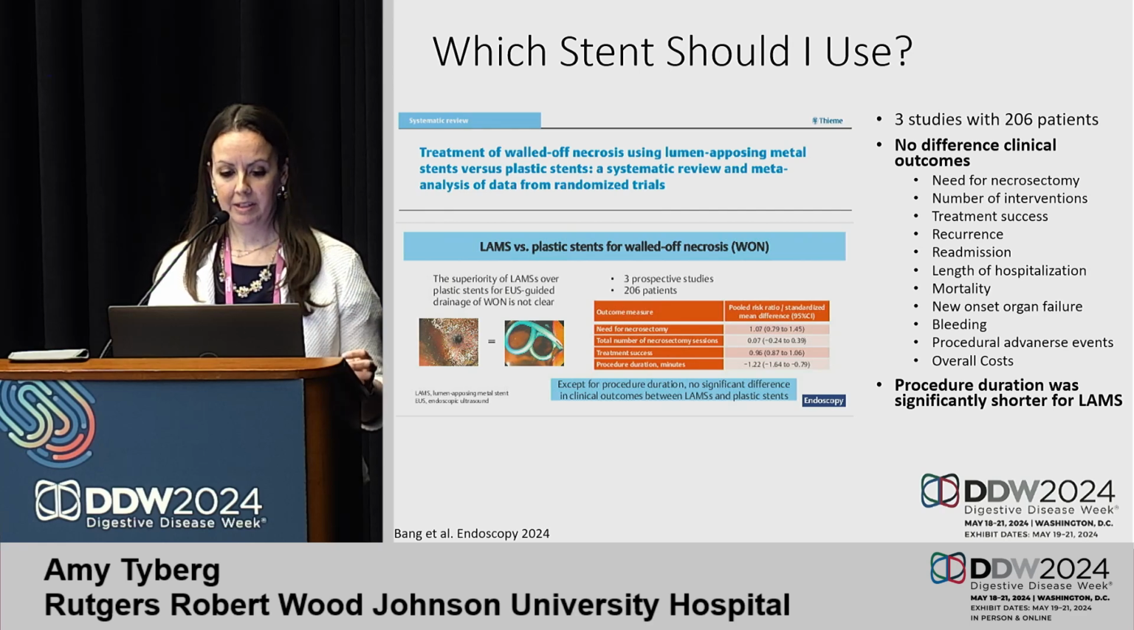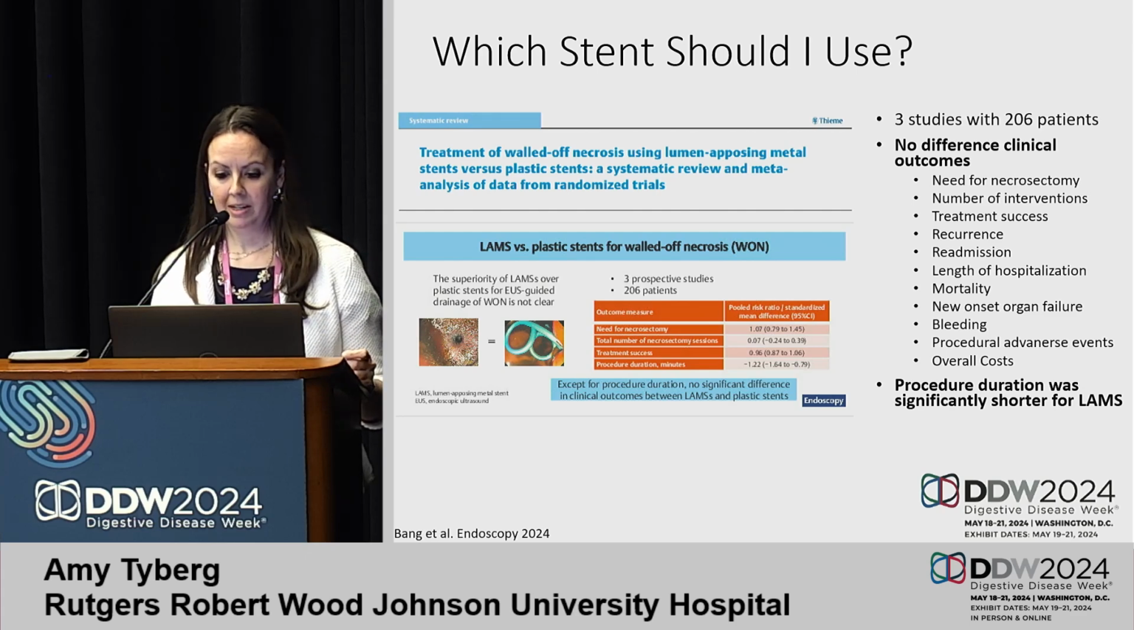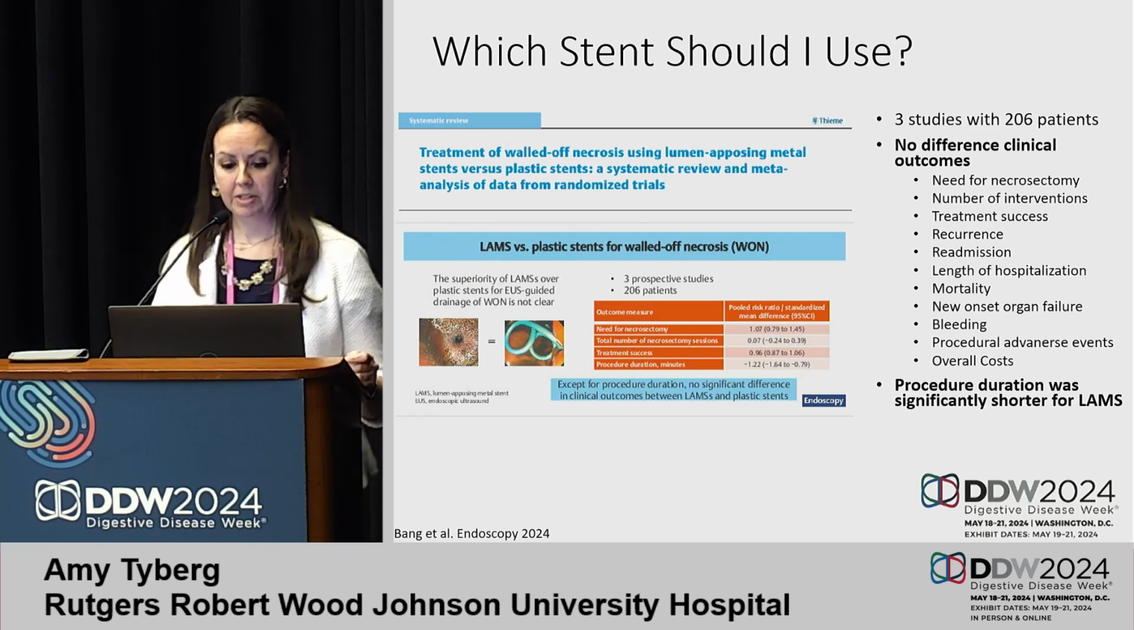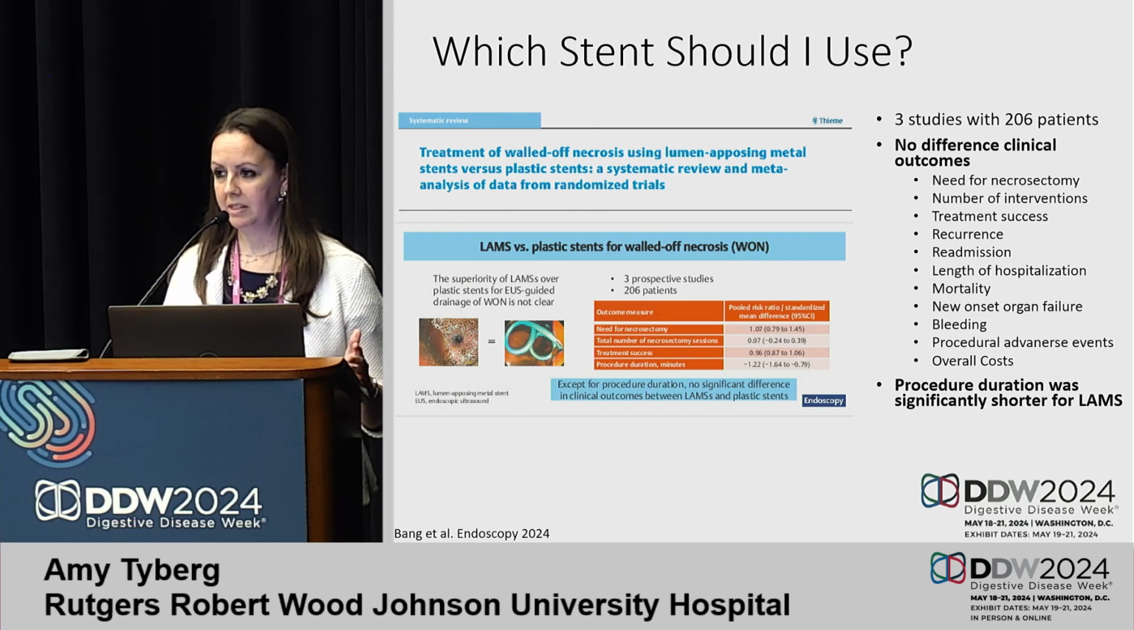There are also some questions about whether you should actually use a plastic stent with your lumen-opposing metal stent when you're draining these collections, and there's been a lot of data back and forth. This is a recent meta-analysis from earlier this year, 3 studies with over 200 patients, and what they showed was that there was really no difference in clinical outcomes, but the procedure duration when you're using a lumen-opposing metal stent versus a plastic stent is significantly less.